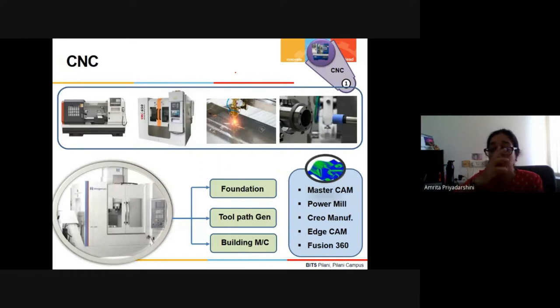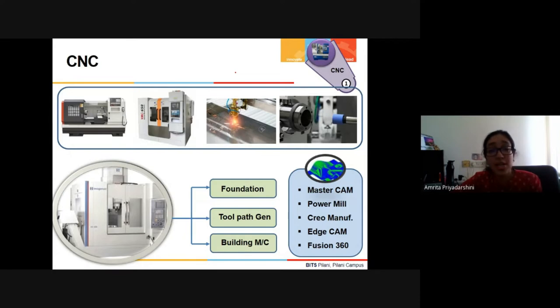So coming to CNC, everyone nowadays knows what CNC is. It's computer numerical control machines. What is the benefit of having CNCs? Earlier we had lathe, milling machine, drilling machine. Let's say I'm talking about the machining operation. We already had these existing machines like lathe, milling, drilling.